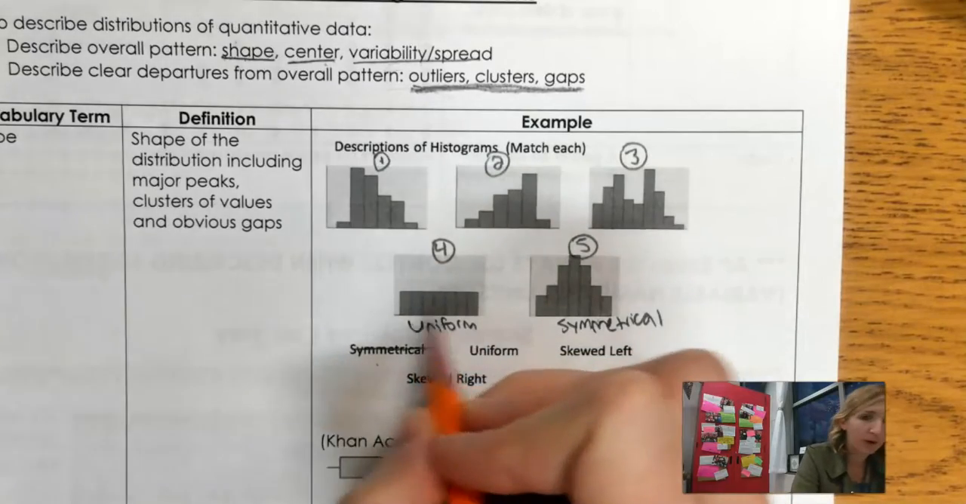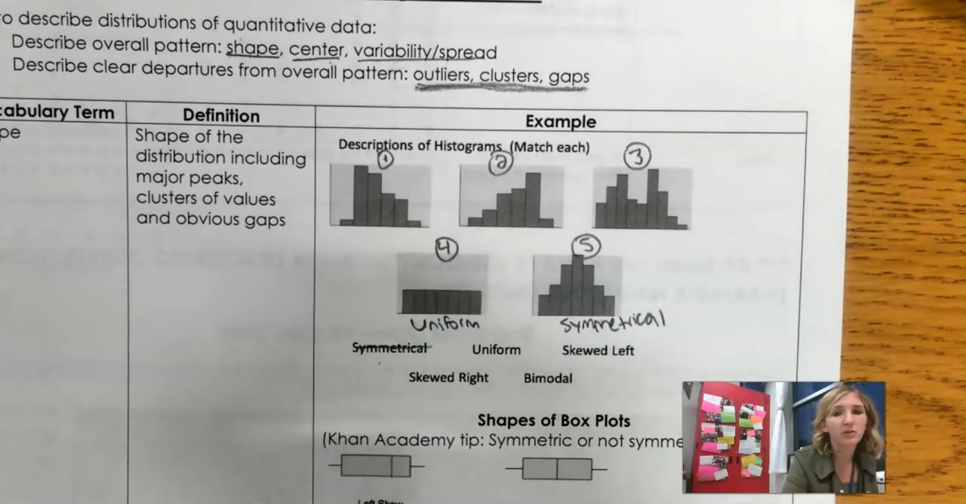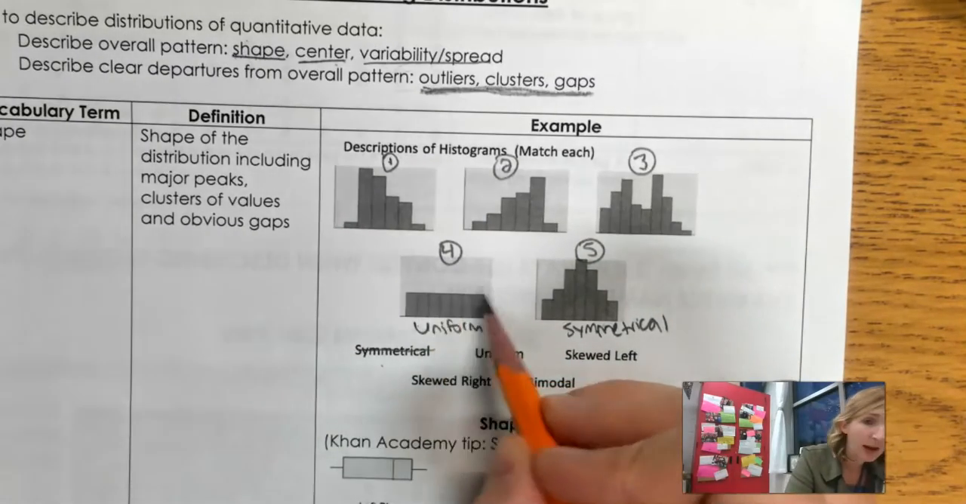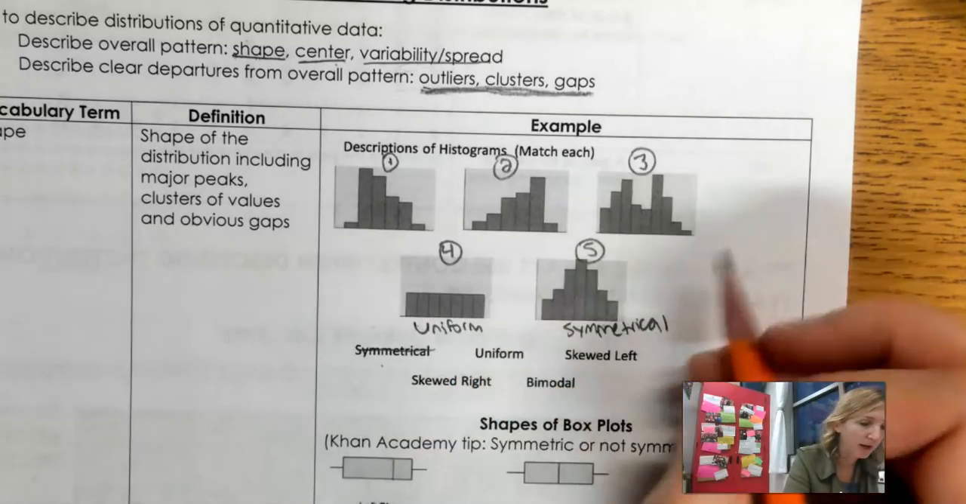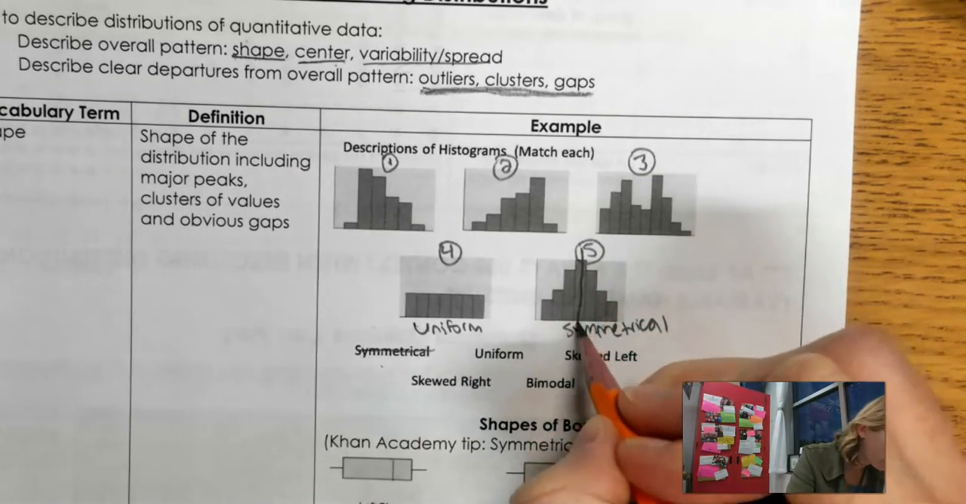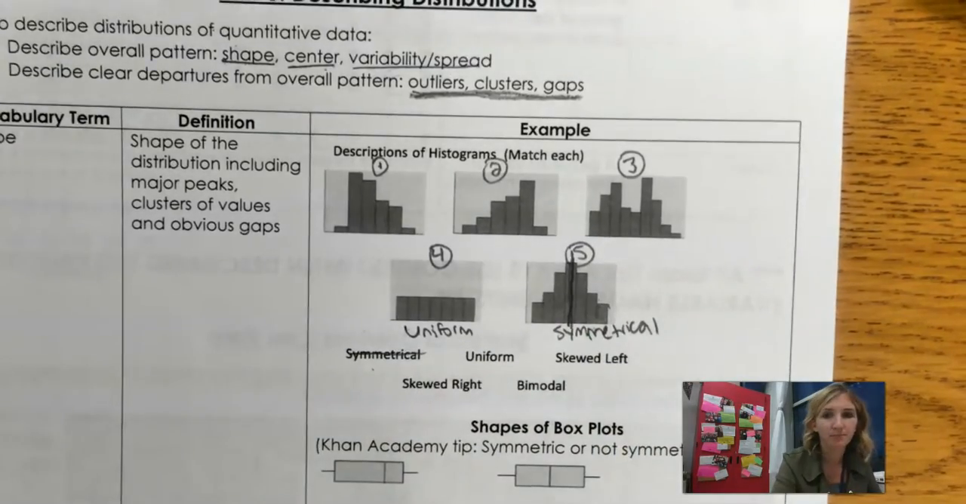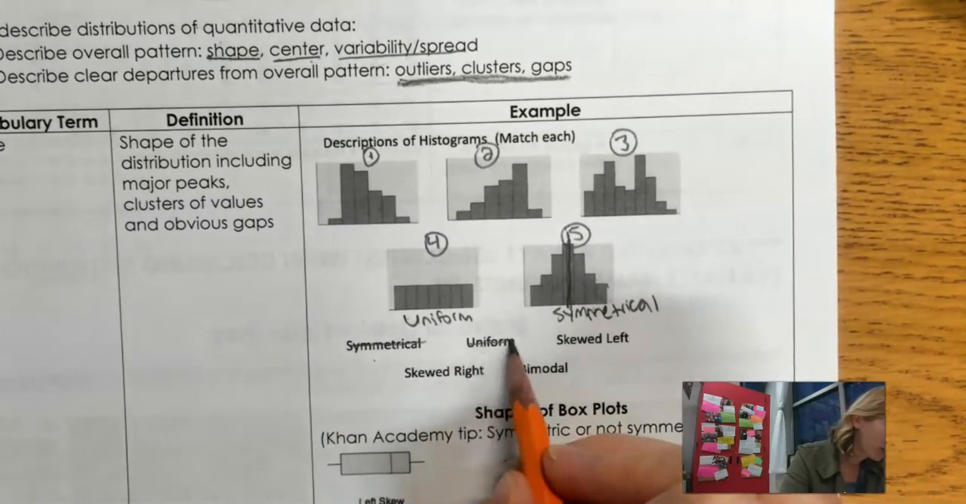Do you see how all the bars are the same length? Remember, this just has to be roughly or approximately symmetrical, roughly approximately uniform. So the bars don't have to be the exact same height. They can just be mostly the same height. And see, symmetrical, if I drew a line down the middle right here, the bars are going to be roughly the same on each side. All right, now skewed left and skewed right.